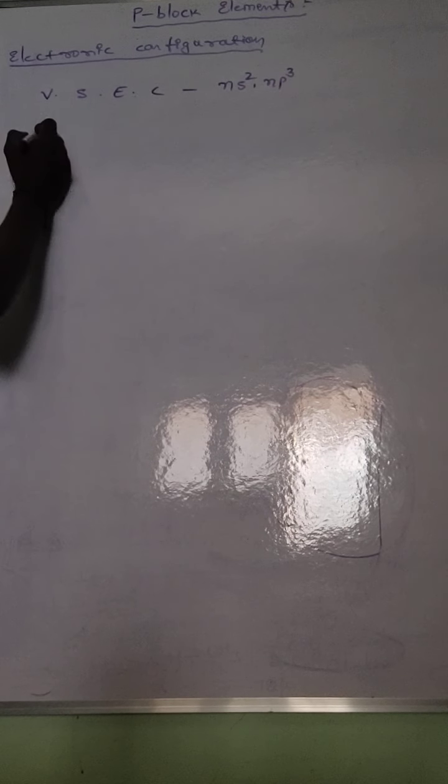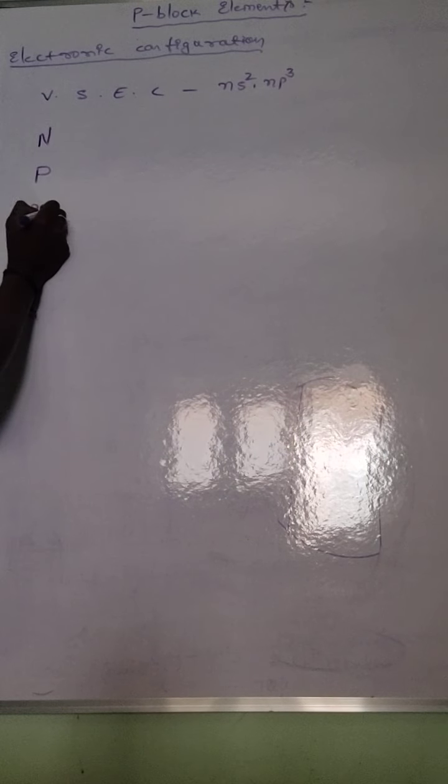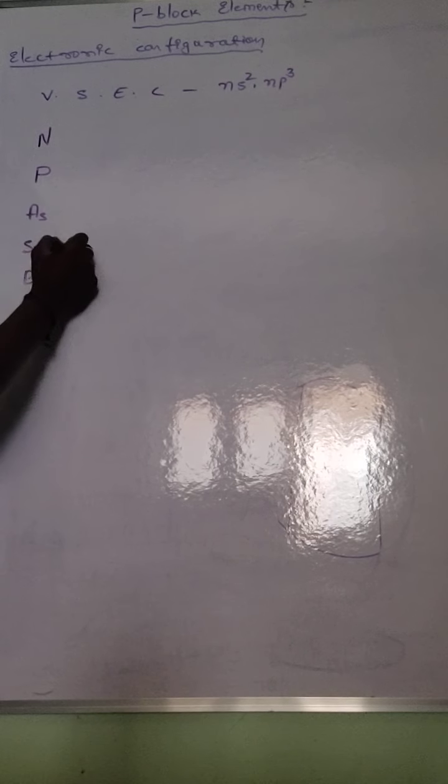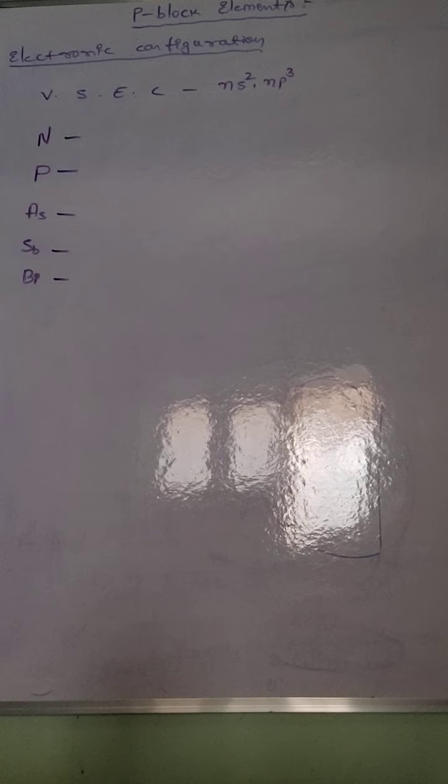Then how do we write the electronic configuration of these elements? Take nitrogen, phosphorus, arsenic, antimony and bismuth. These are the elements present in the 15th group. Then how to write the electronic configuration of these elements? It can be written in the form ns2 np3 in the outermost shell electronic configuration.